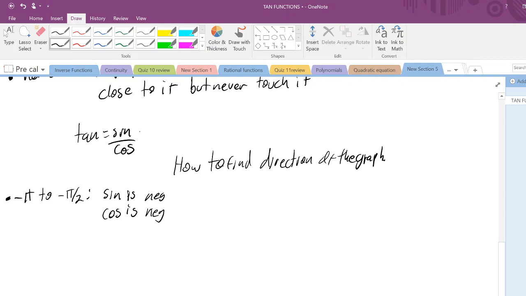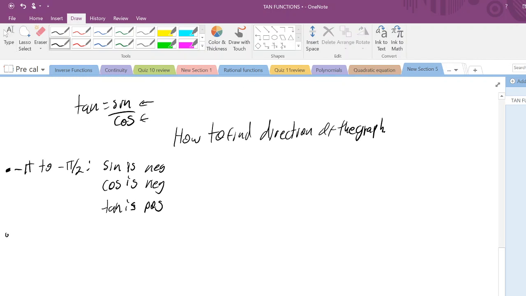So if sine is negative and cosine is negative, negative over negative, that means that the tangent is positive, right? So then the next one, I have negative pi over 2 to 0. As you guys can see, I am going in intervals of pi over 2. From negative pi over 2 to 0, sine is still negative, cosine is positive. So if I do negative over positive, that just means that the tangent is going to be negative.